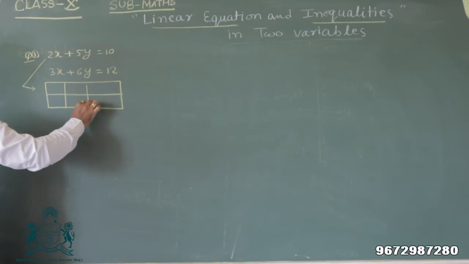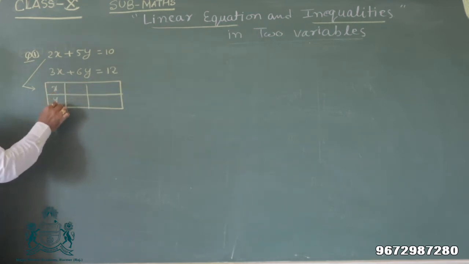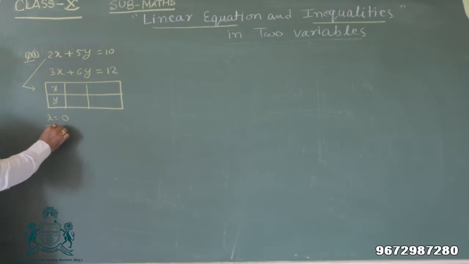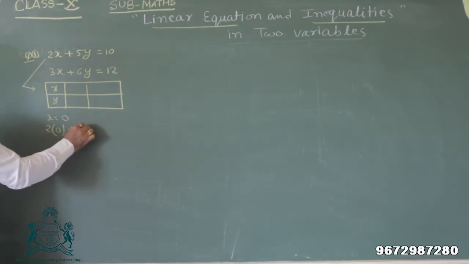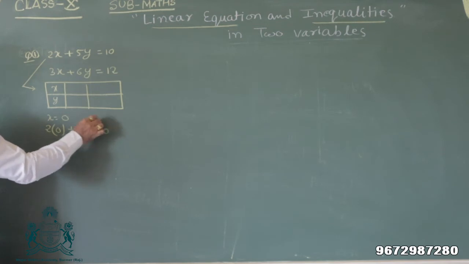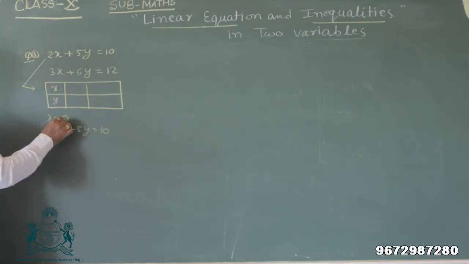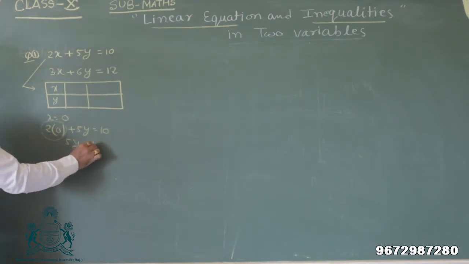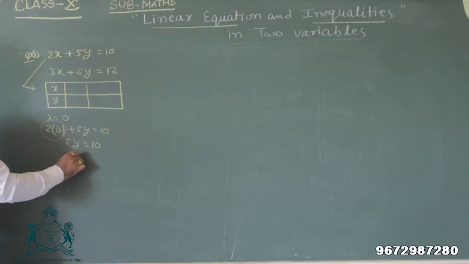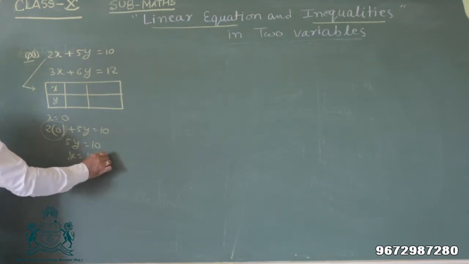Put the value of x equal to 0. 2 as it is, multiply by 0, 5y equal to 10. This number is 0. 5y equal to 10. y equal to 10 by 5 equal to 2.